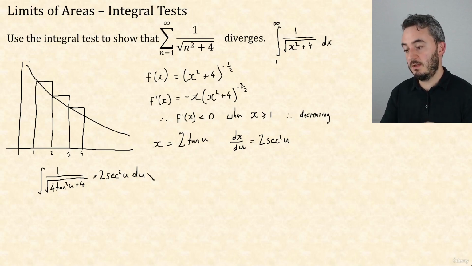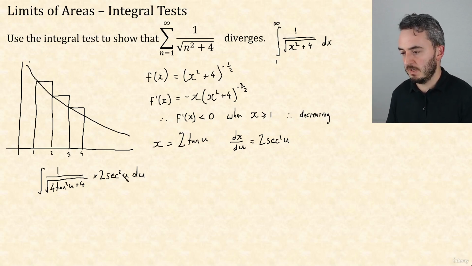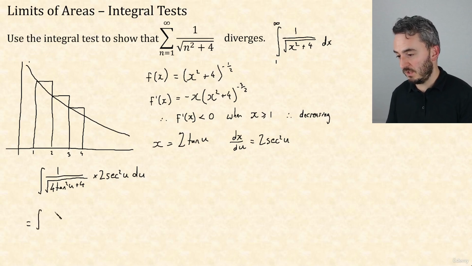I'm just going to evaluate this in terms of u, and I'm going to convert back to x and use my old x limits. So what is this? Well, root 4 tan squared u plus 4 is 4 sec squared u, and the square root of that is 2 sec u. So I've got 2 sec squared u divided by 2 sec u, giving me sec u. And the integral of sec u is ln of sec u plus tan u.